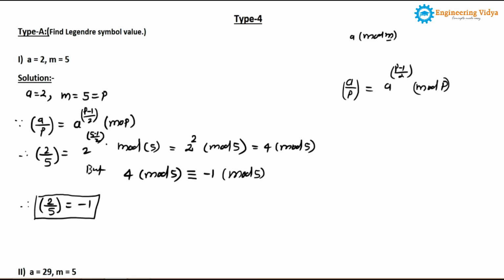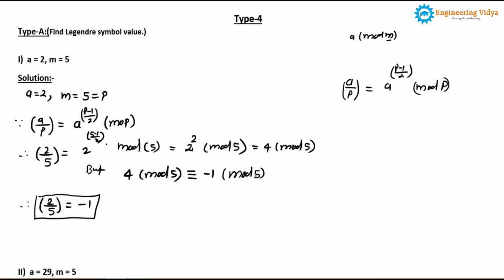I hope this is very clear to you. Here we are directly applying the formula. The formula is the Legendre symbol of a and p is equal to a raised to p minus 1 divided by 2 mod p, right? Here we have substituted the values, then 2 raised to 2 mod 5 is 4 mod 5, and 4 mod 5 is congruent to minus 1 mod 5.